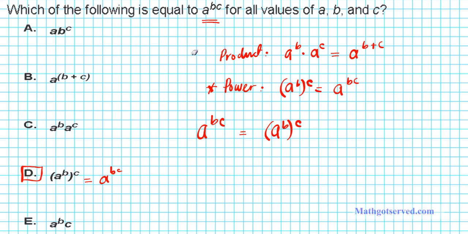Okay? Now, if you take a look at option B, this is the product property. If you expand this, you have a to the b times a to the c. And we can see that this is different from what we have up here. Okay? So our answer is option letter D.